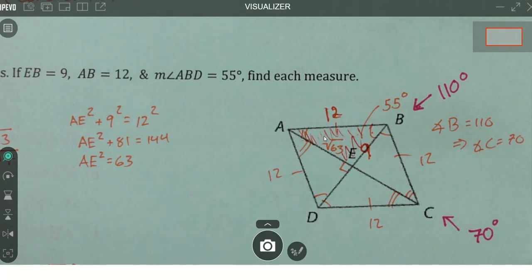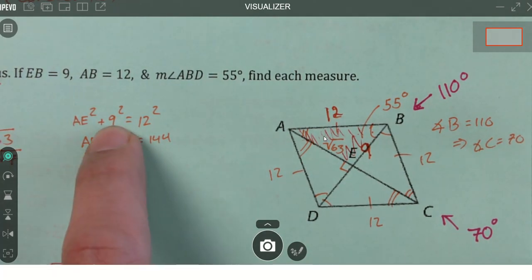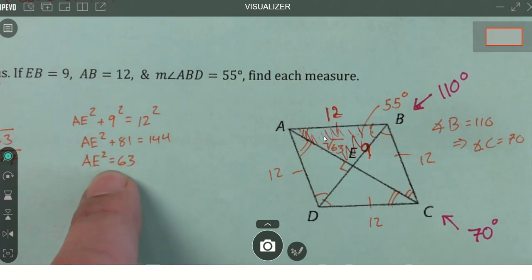Pythagorean theorem. Here it is: AE, or XA, whatever you want to call it, squared plus 9 squared is 12 squared. We get 63. If you stopped at whatever squared equals 63, I don't count it because I needed AE. How do I go from AE squared to AE in one step?